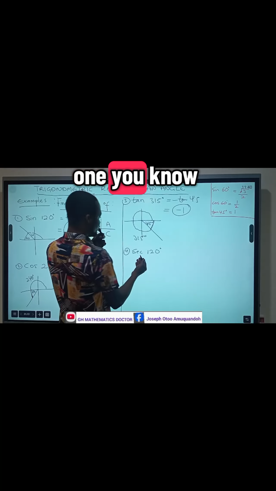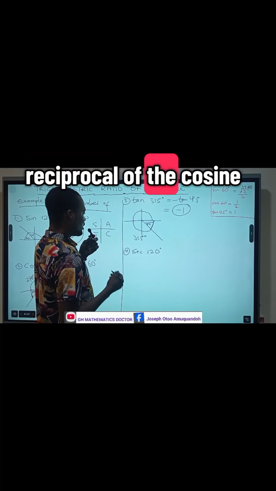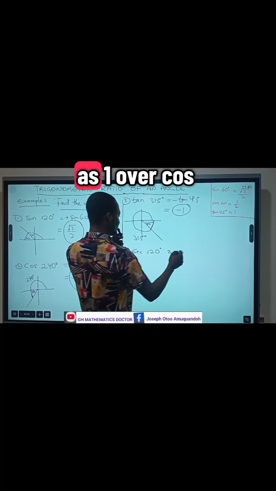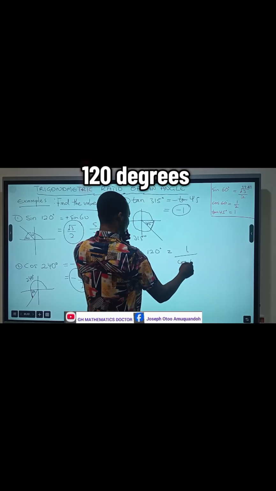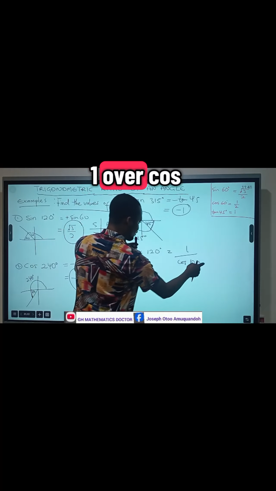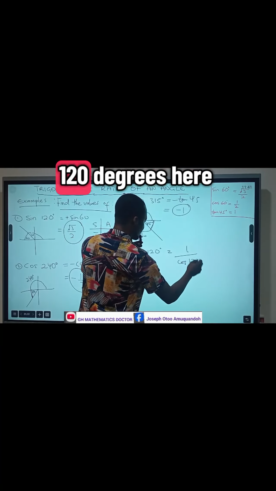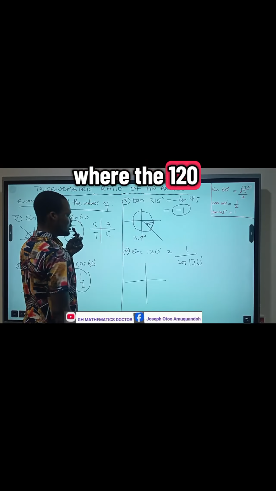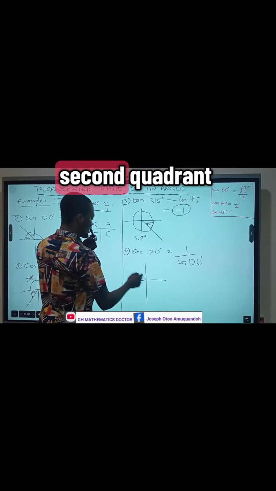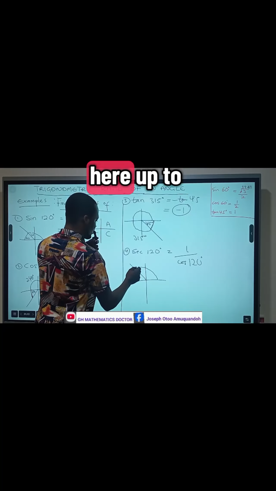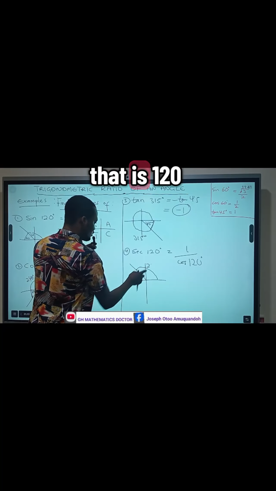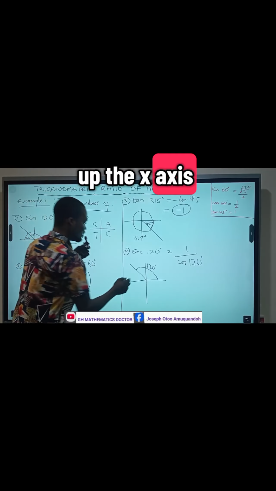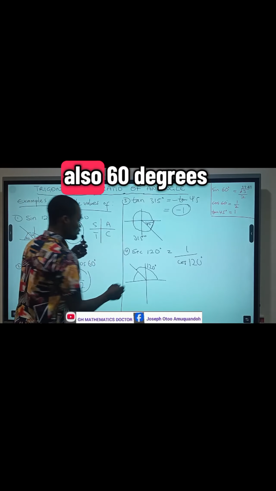Now for this one, you know sec is the reciprocal of the cosine. So what we are going to do is rewrite this as 1 over cos 120 degrees. We have 120 degrees here, and we need to work out cos 120 degrees. So we are going to sketch where the 120 degrees will be, and that will be at the second quadrant. The 120 degrees starts from here up to this place, that is 120 degrees. Now the associate angle that makes up with the x-axis will be this particular angle, and that is also 60 degrees.